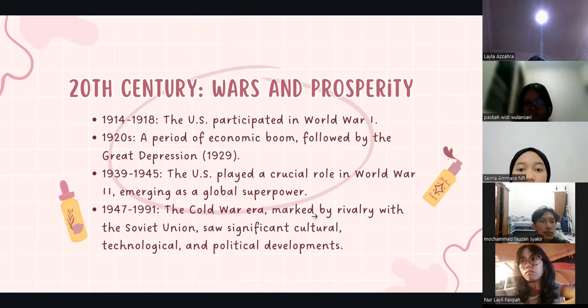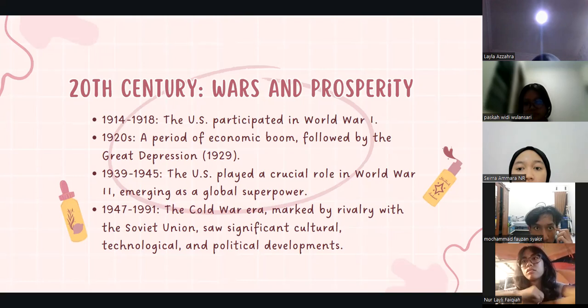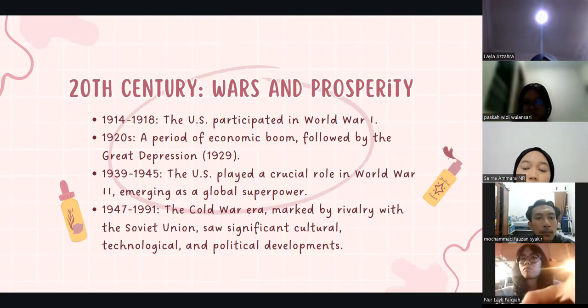And from 1939 until 1945, World War II. The United States played a crucial role in World War II. It fought against countries that posed a threat to freedom and democracy. The US became a global superpower after the war because of its strong economy and military power.